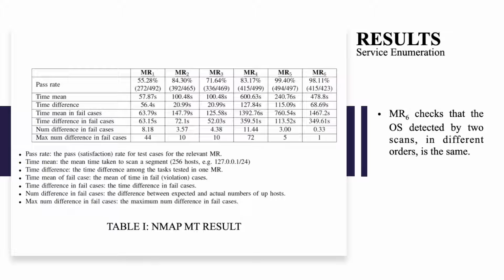MR6 checks that the operating system detected by 2 scans in different orders is the same. Although the pass rate is 98.11%, it was not confirmed whether or not the identified operating system was correct. This function basically just guesses the operating system. The output of Nmap also provides the possibility of multiple potential operating systems. We took the most possible operating system as the result of Nmap. As discussed earlier, operating system detection can take a long time.